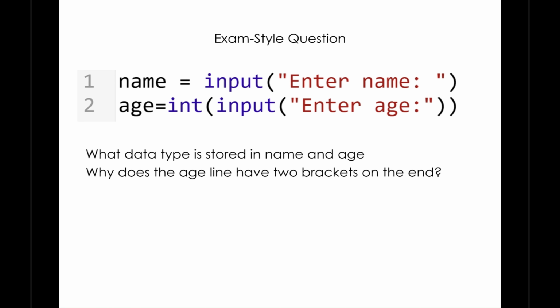Okay, let's have a look at this exam style question. Line number 1 says name equals input, enter name, and line number 2, age equals int input, enter age. Question 1, what data type is stored in name and age? And question 2, why does the line age have 2 brackets on the end?